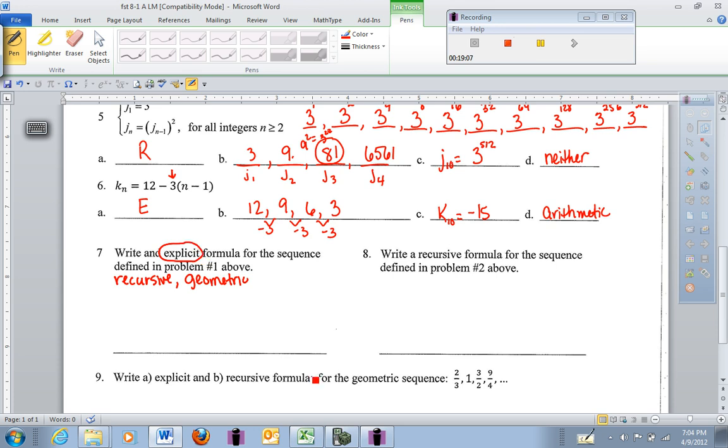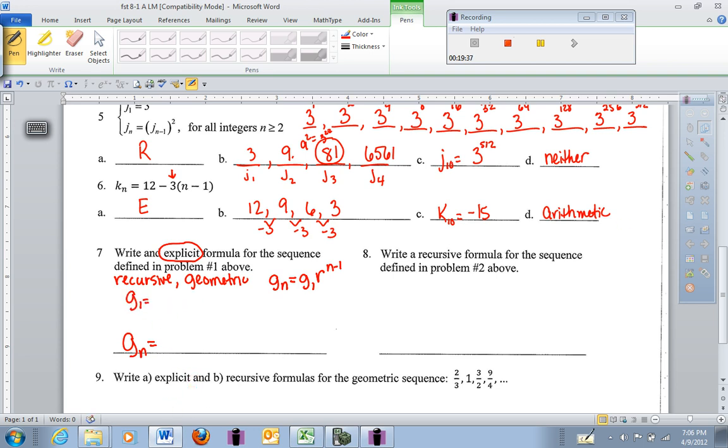Okay? So if I want to make an explicit formula, then I want to look up the geometric explicit formula. So on my note card, the geometric explicit formula says I want to go G sub n equals G sub 1 times R to the n minus 1 power. All right? So my nth term, by the way, that's a subscript, needs to be a little bit lower. It's going to be my first term.